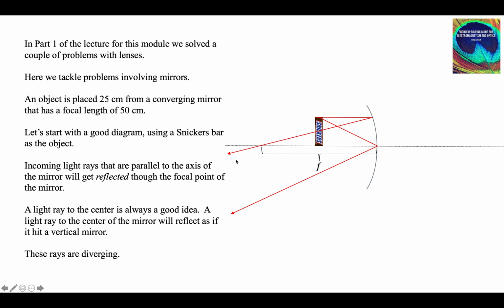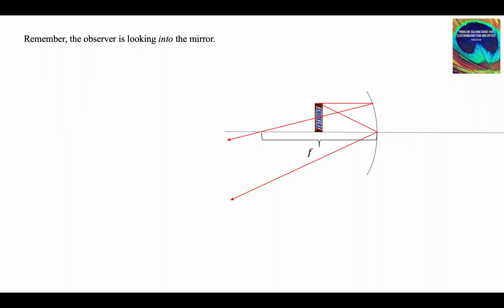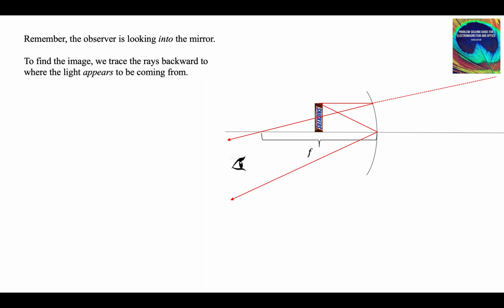These rays are not converging. The image is going to be virtual because the rays aren't converging. It's going to be behind the mirror. The observer is looking into the mirror and can see the light coming off the mirror. To find the image, we have to trace back the rays to where the light appears to be coming from. There's no light behind the mirror, but it's where the light appears to be coming from. So we go backwards from that ray, backwards from that ray. It appears to be coming from back here.